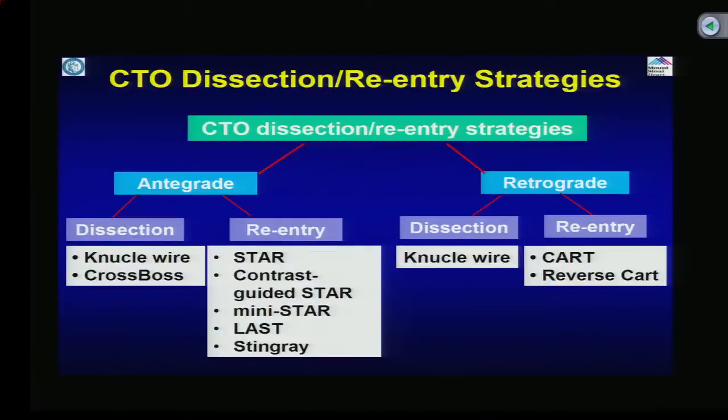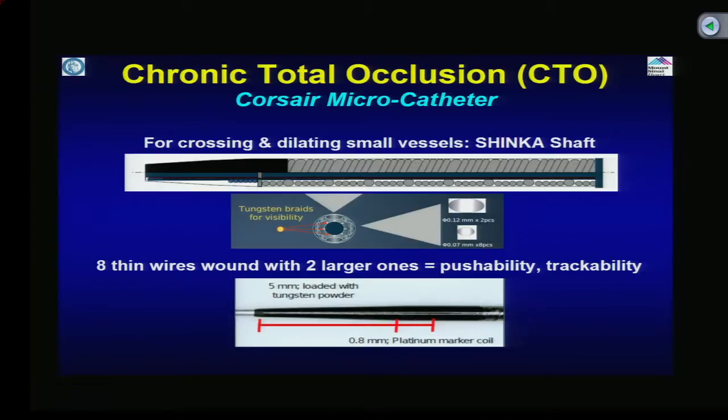Now, most important, I put here CTO dissection or re-entry strategy, both antegrade and retrograde. You can see here the idea should be that if you can go without causing dissection, that should be the goal. And the only issue that still remains, based on the literature, is your re-entry of the antegrade dissection of the STAR, LAST, and Stingray, although we don't have clear-cut long-term data on the Stingray, but try to avoid extensive antegrade dissection.